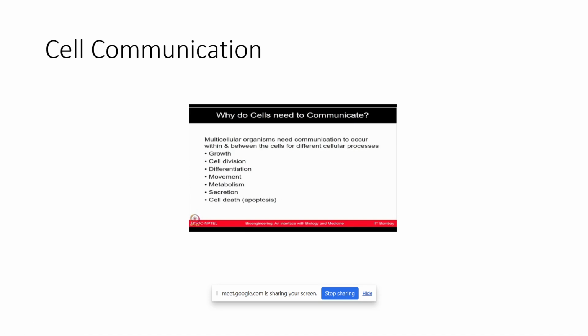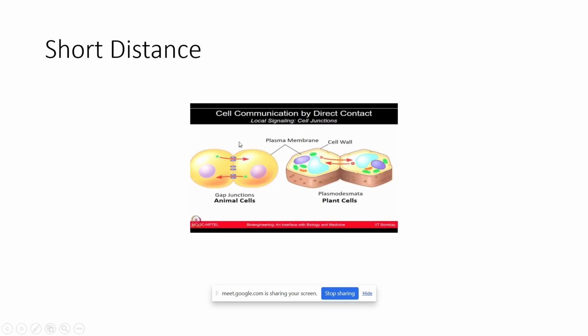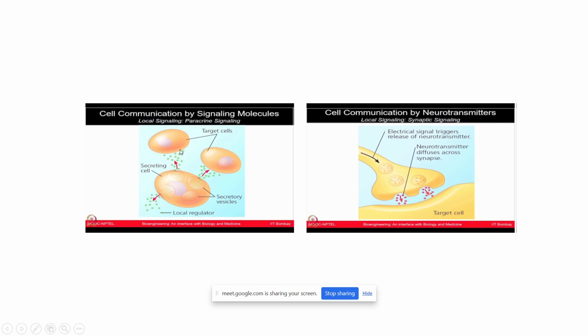Then there is the nucleus. Then how does cell communication happen? That happens with the help of certain cell communication or cell signaling factors. In plant cells, the communication between two cells happens with the help of something called plasmodesmata, whereas in animal cells, it happens with the help of gap junctions. Similarly, there are other ways of communicating as well.